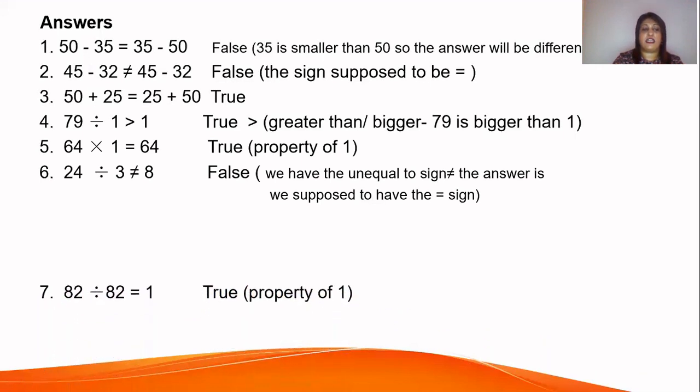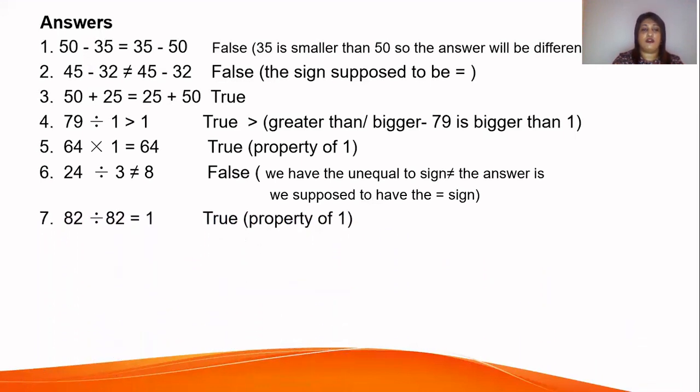82 divided by 82 is equal to 1. True. Property of 1 again. Any number divided by itself is equal to 1. Remember that.